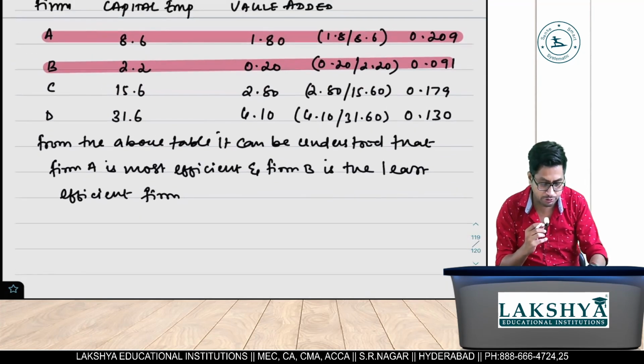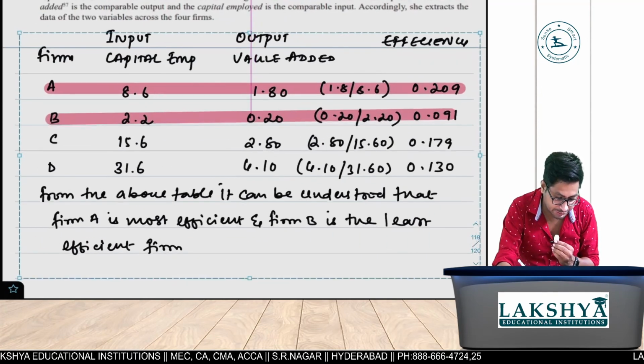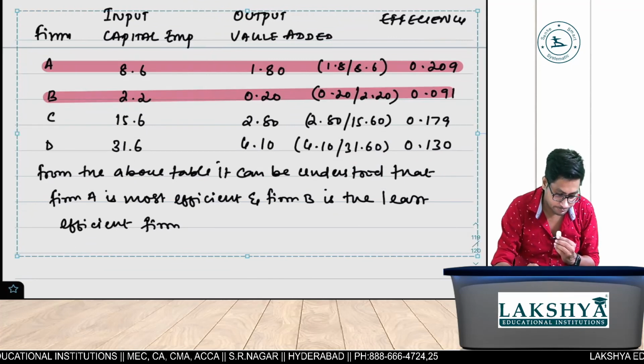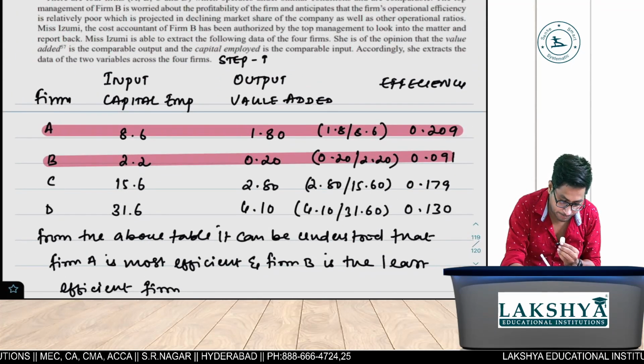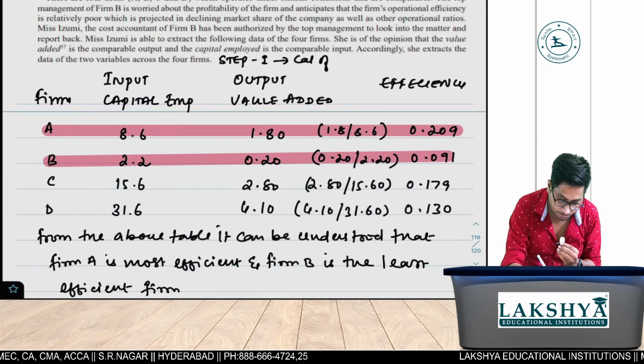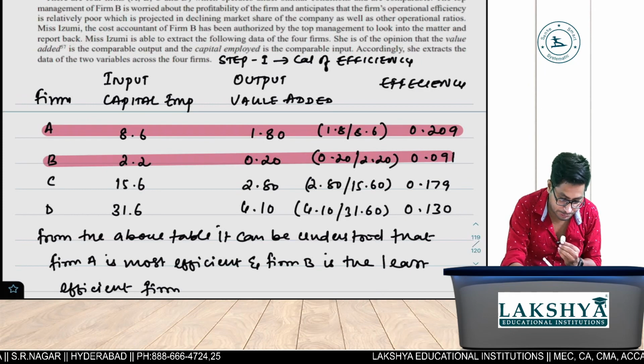Now what do we have to do? I'll write the steps here so that it becomes easy to remember. This is step number 1. Step number 1, that is calculation of efficiency.